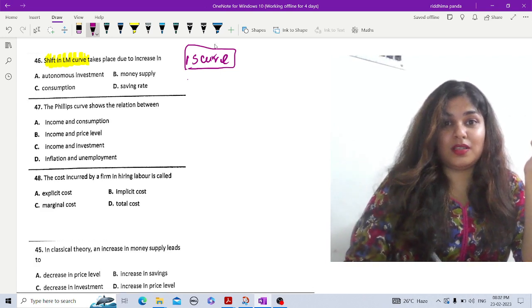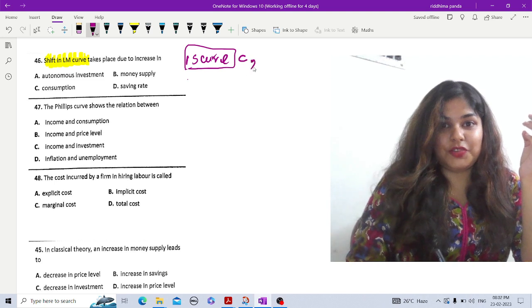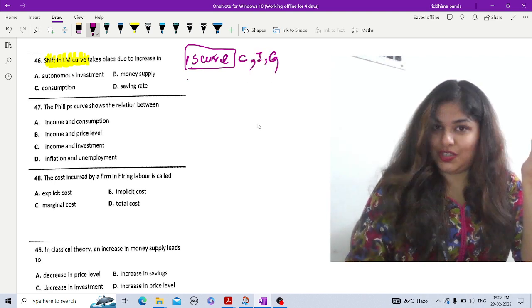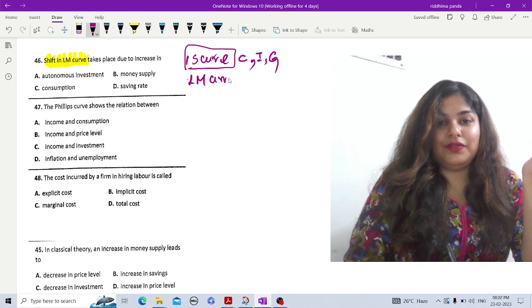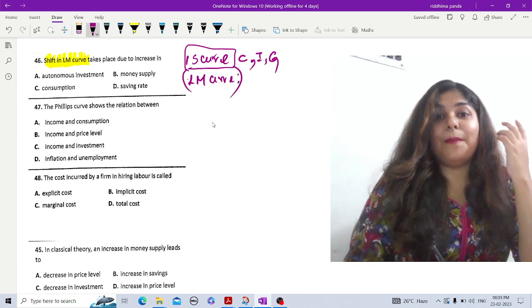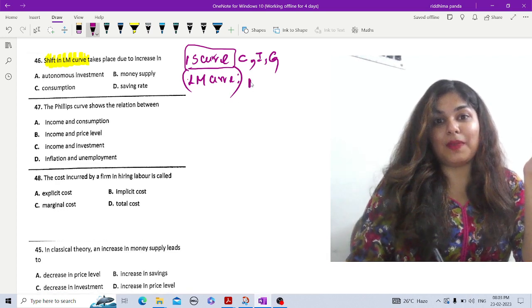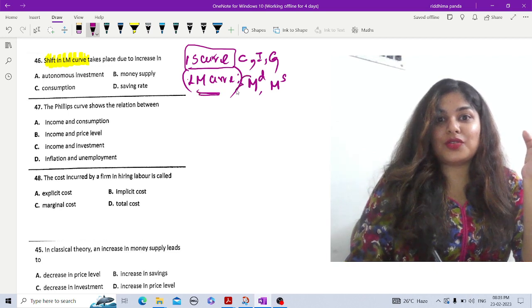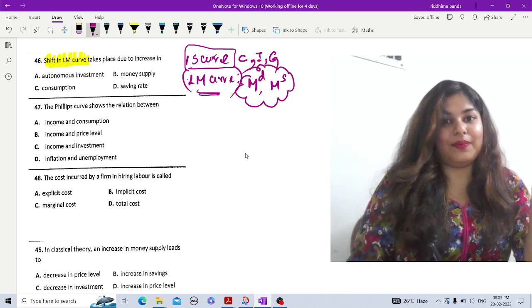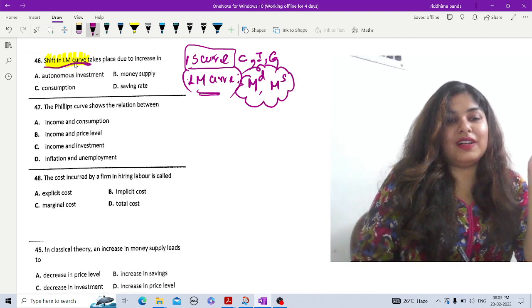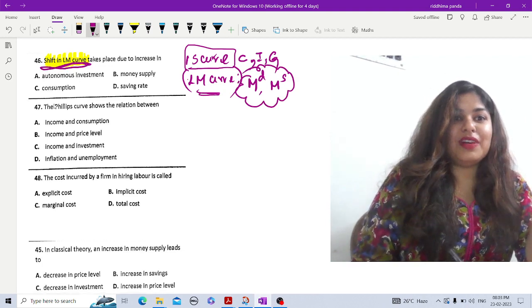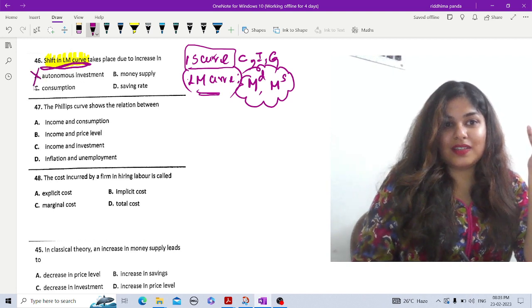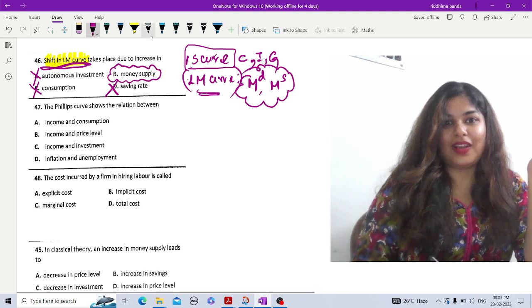Now, what are the parameters to define the IS curve? They are consumption, investment, and government expenditure. And when we talk about the LM curve, that means money market equilibrium. Demand for money is equal to supply of money, and the components are MS and MD. So anything related to the LM curve has to do with demand and supply of money. Now, a shift in the LM curve is not going to be affected by autonomous investment, consumption, or savings rate, but definitely by money supply. How?